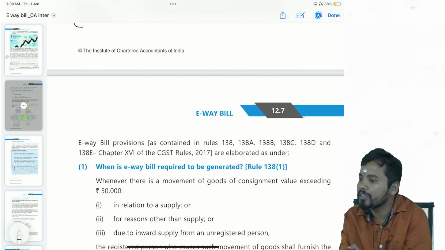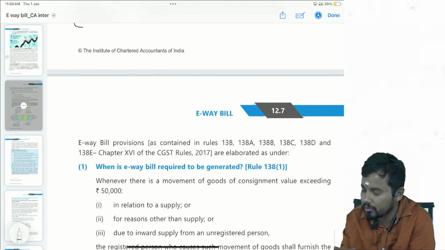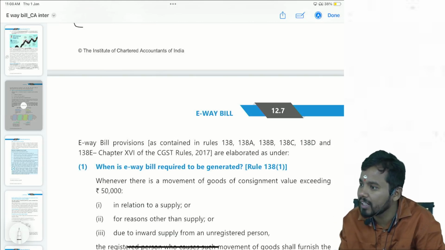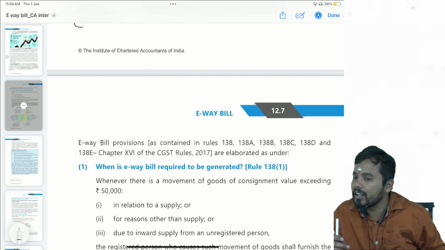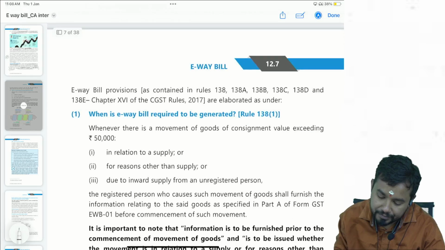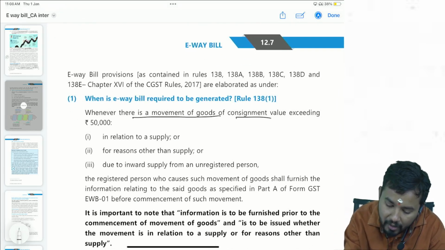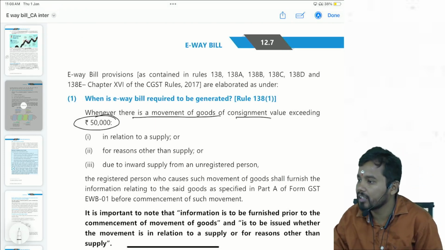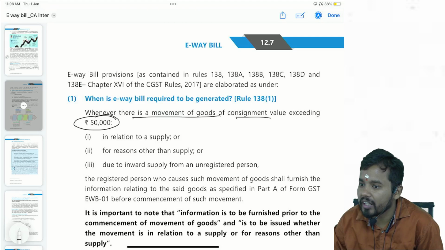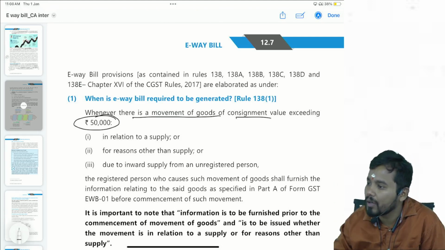Sir, 1000 rupees worth of goods I am transferring. E-way bill required? No, not required. 10,000 rupees goods I am transferring, I am initiating the movement. E-way bill required? No, not required. 20,000 not required. 30,000 not required. Okay, look here. Whenever there is a movement of goods of consignment value exceeding 50,000, or once again I am saying, the e-way bill requirement will come whenever there is a movement of goods.